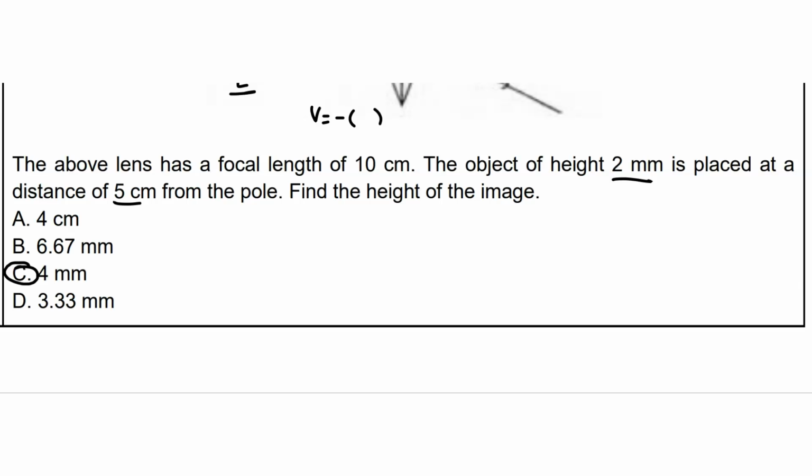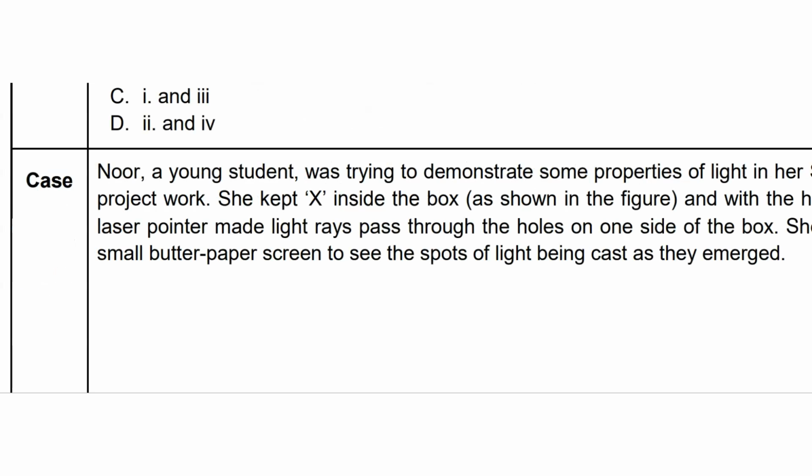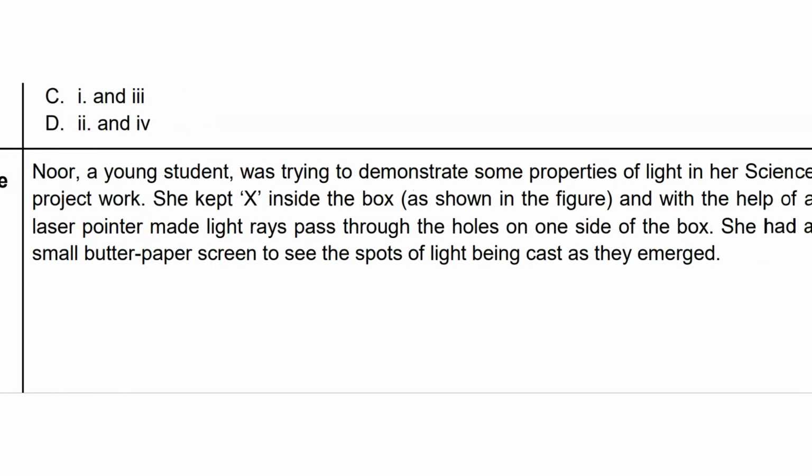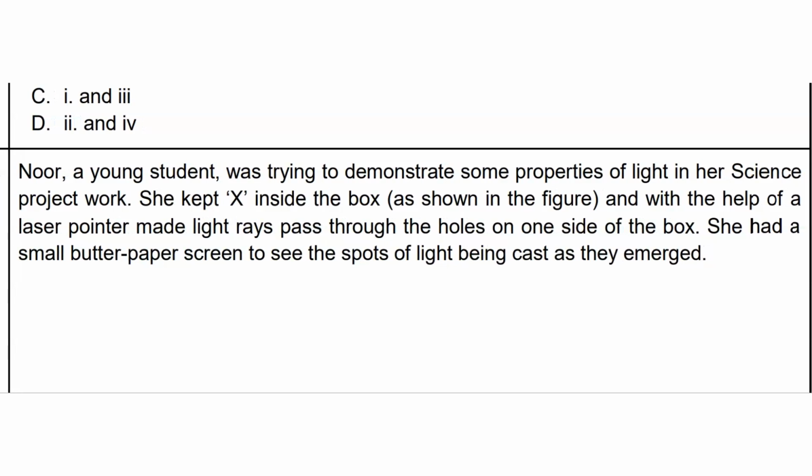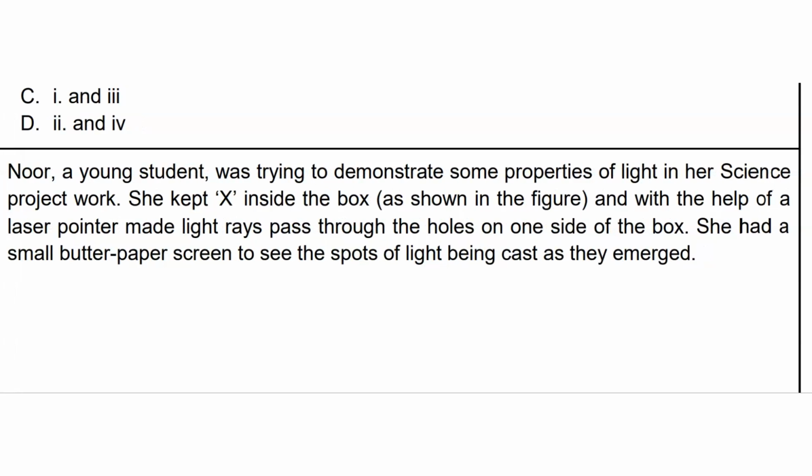Okay, now let's move on to the next question. So we go to section C. They have given a case here. First, let us read this case. Noor, a young student, was trying to demonstrate some properties of light in her science project work. She kept X inside the box and with the help of a laser pointer made light rays pass through the holes on one side of the box. She had a small butter paper screen to see the spots of light being cast as they emerged. So what they are saying is Noor is demonstrating some experiments in the science lab.